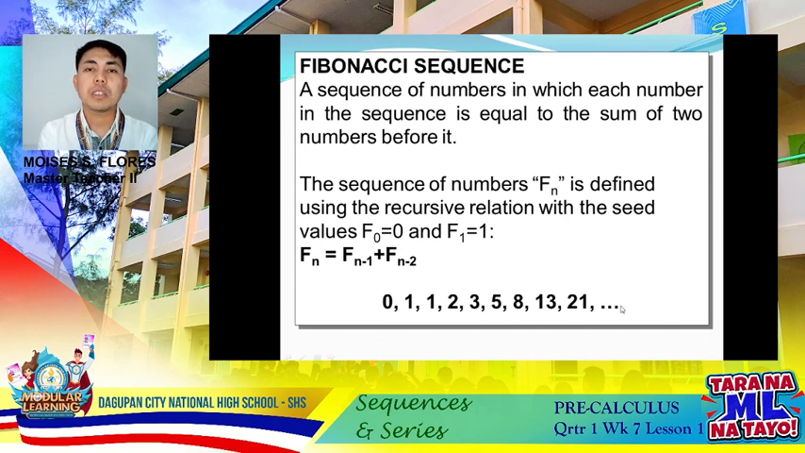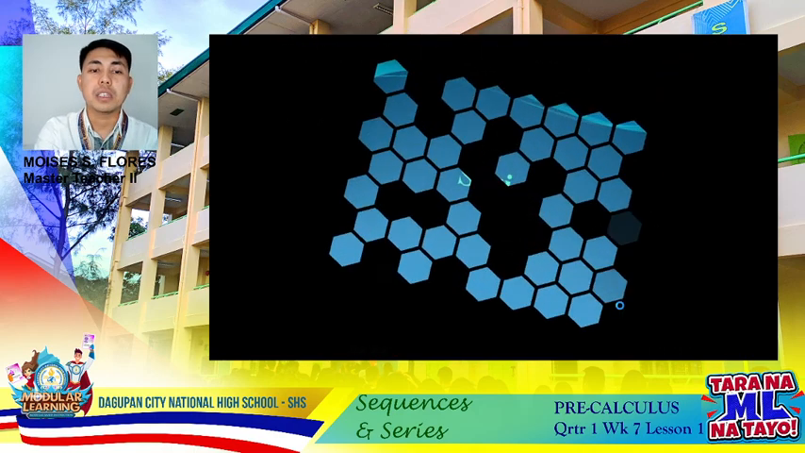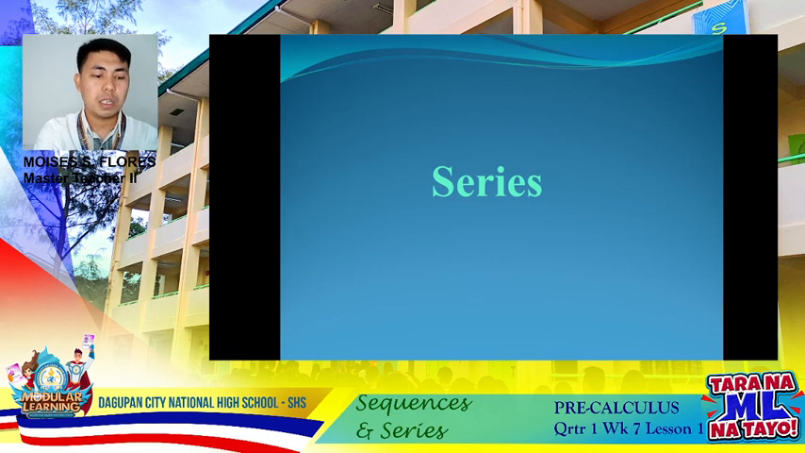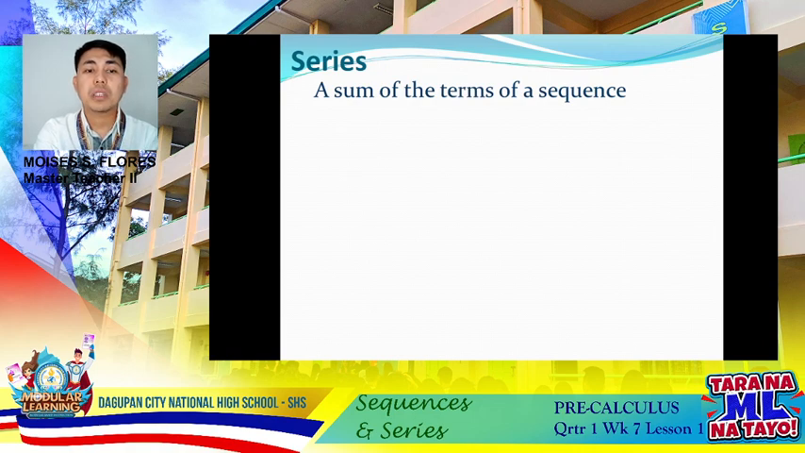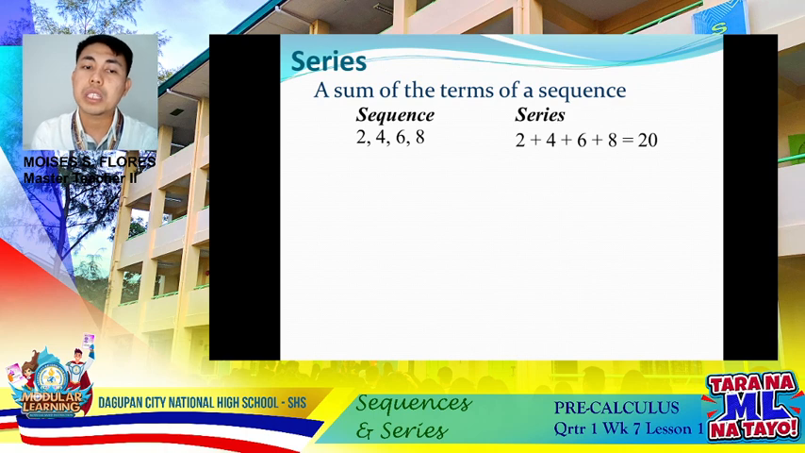We are through with the sequences: arithmetic, geometric, harmonic, and Fibonacci. We are now ready for the second part, which is all about series. Now, when we say series, guys, from the definition, a series is the sum of the terms of a sequence. So what's the difference between a sequence and a series? Let's compare. A sequence is 2, 4, 6, 8. But in a series, that is now a sum of the terms, so instead of commas, we use a plus symbol.